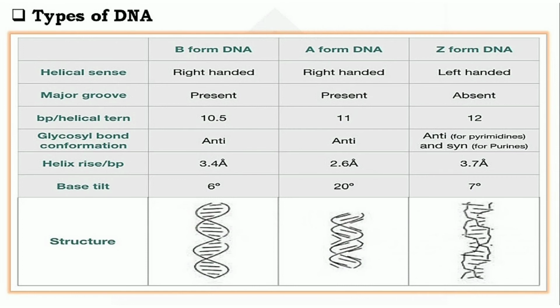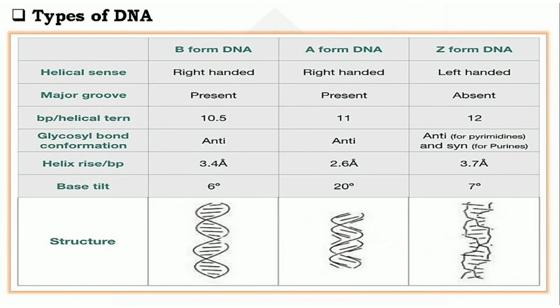Next is major groove. In both A and B form of DNA, major groove is present while it is absent in the Z form of DNA. Next is base pair per helical turn. In B form it is 10.5 base pairs, in A form it is 11 base pairs, and in Z form it is 12 base pairs.